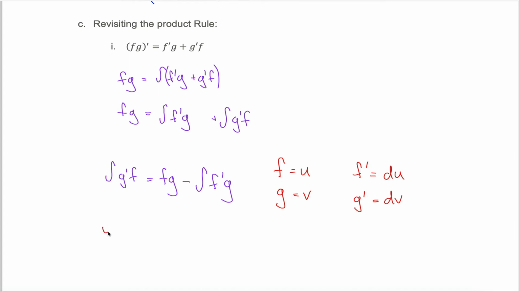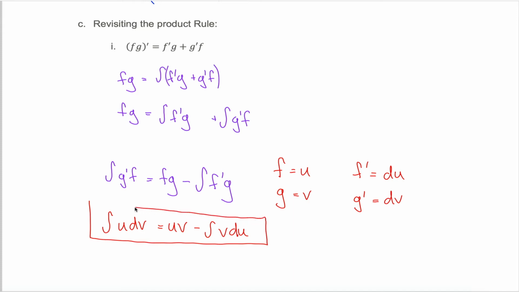So I'd have the antiderivative of, and then instead of g prime f, I would write dv and u. I'm going to write the order u times dv. The f is the u and the g prime is the dv. The antiderivative of u dv is equal to f times g, so u times v, minus the antiderivative of f prime g, which is du times v, although the order I'm going to write it in is v du. The antiderivative of u dv equals uv minus the antiderivative of v du.